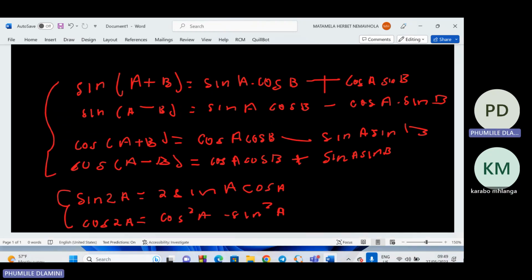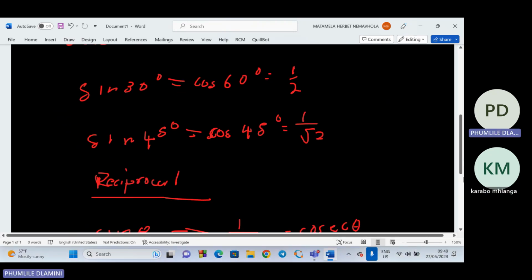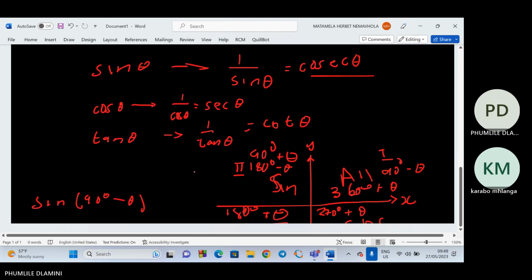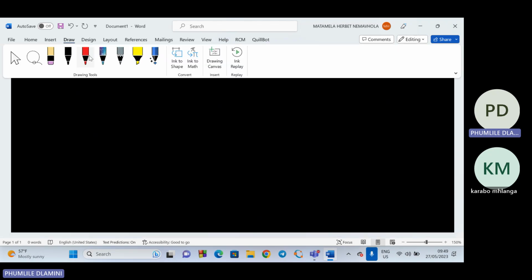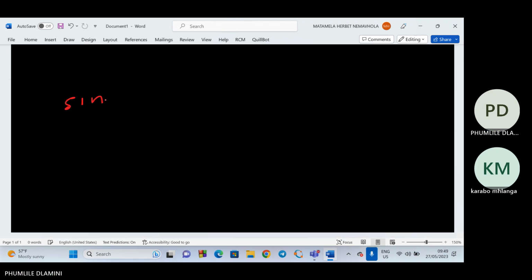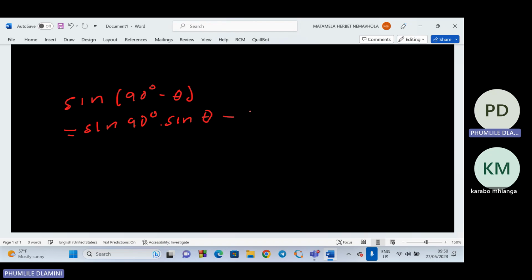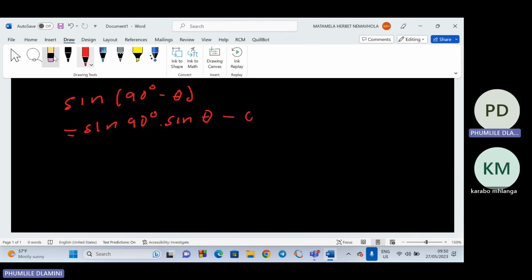So that when I use them, I can show you what sine of 90 degrees minus theta is. If I have sine of 90 degrees minus theta, I can write it as sine 90 degrees dot cos theta minus cos 90 degrees sine theta. Not sine theta, I made a mistake. You must correct me if I'm making mistakes.